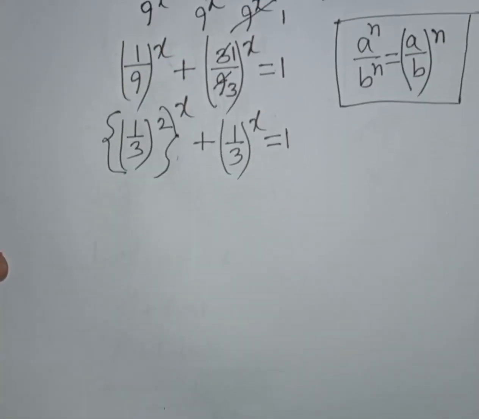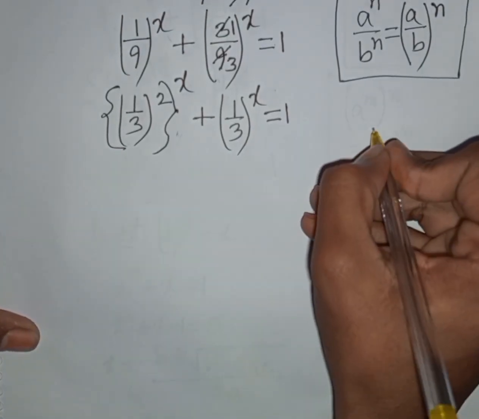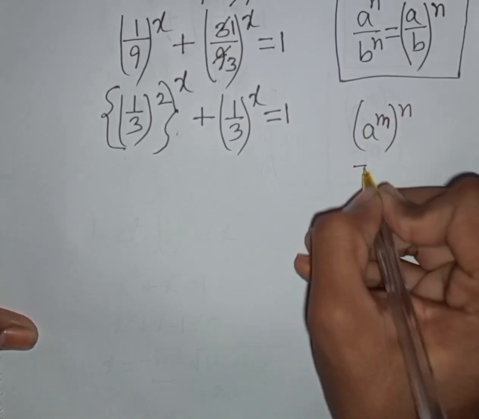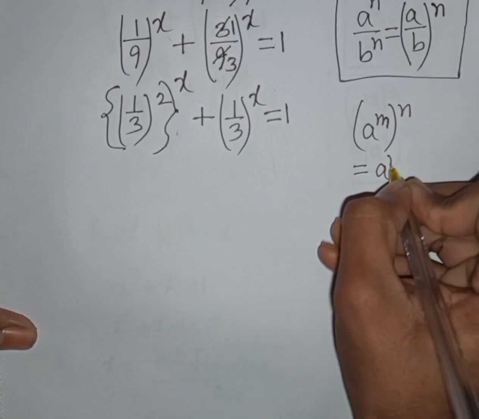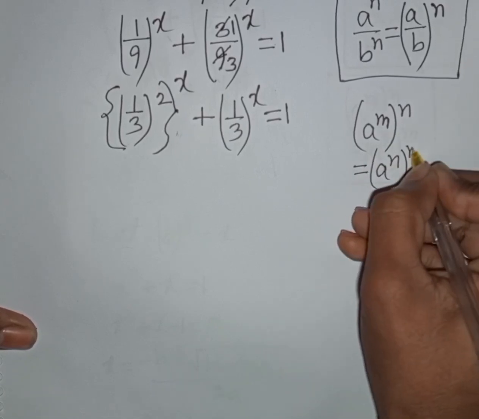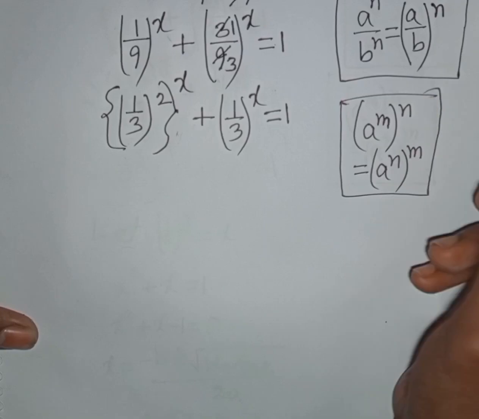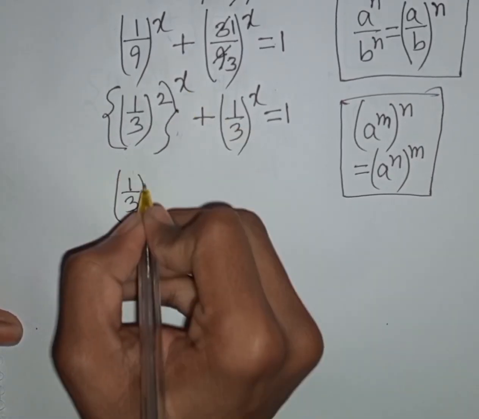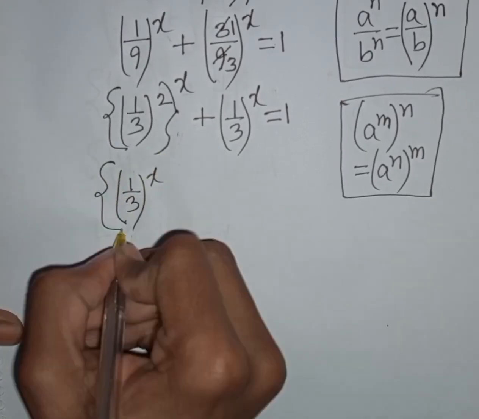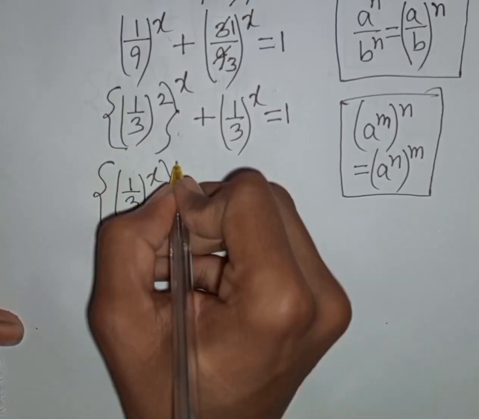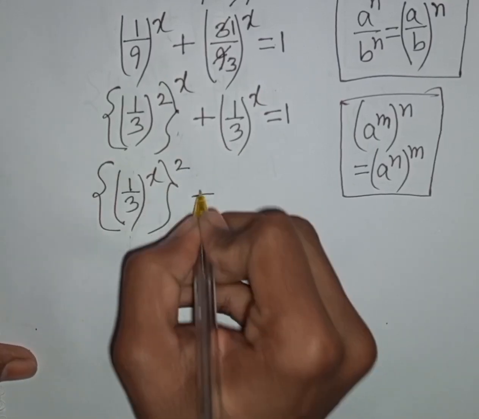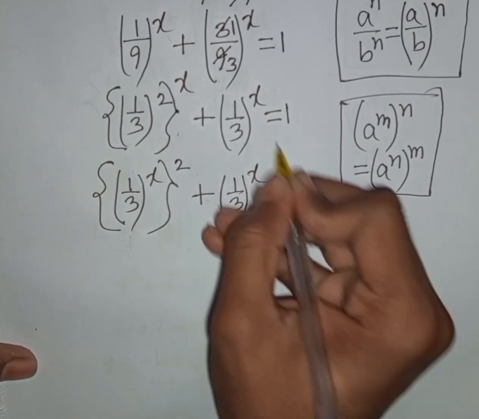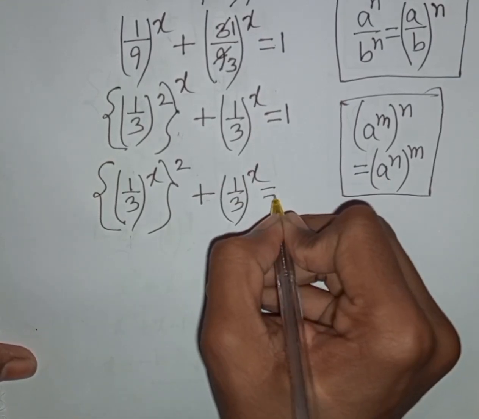Now here you can apply this exponential rule that (a^m)^n is equal to (a^n)^m. So according to this rule I can write ((1/3)^x)^2 plus (1/3)^x is equal to 1.